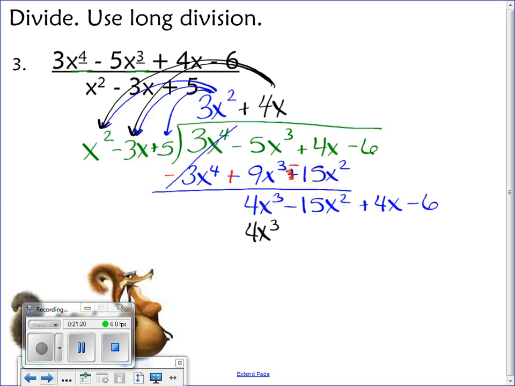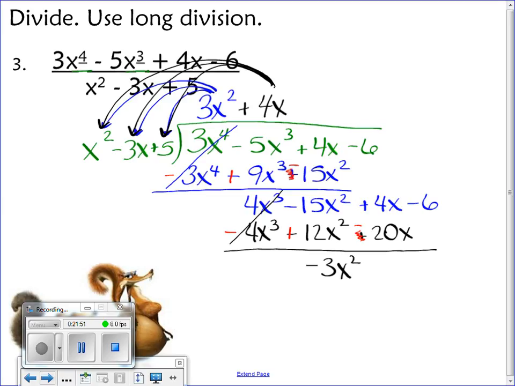4x times negative 3x, minus 12x squared. 4x times 5, plus 20x. Then what? Change your signs. What happens to your first term? Cancels. Negative 15x squared plus 12x squared. 4x minus 20x. And minus 6. Good.